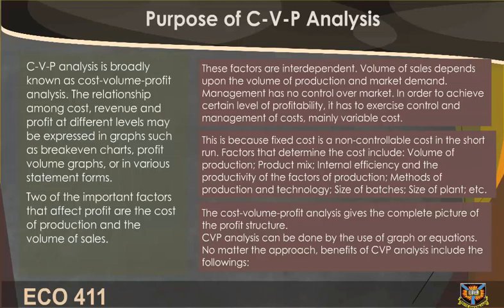Factors that determine the cost include volume of production, product mix, internal efficiency, and productivity of the factors of production, methods of production and technology, size of batches, size of plants, and so on. The cost volume profit analysis gives the complete picture of the profit structure. CVP analysis can be done by the use of graph or equations. No matter the approach, benefits of CVP analysis include the following.